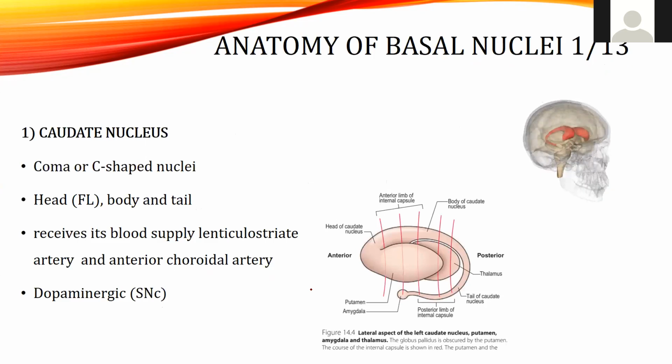The caudate nucleus is a comma-shaped nucleus, which is made up of a head found in the frontal lobe, a body which takes part in the lateral wall of the lateral ventricle, and a tail which is found in the temporal lobe. It receives blood supply from the lenticulostriate arteries and the anterior choroidal arteries. It is made up of dopaminergic neurons, projecting neurons.